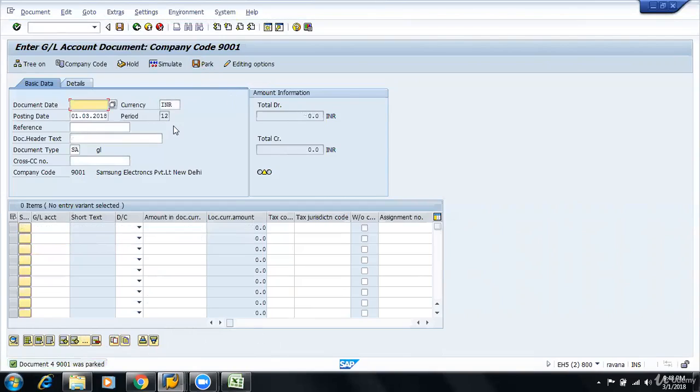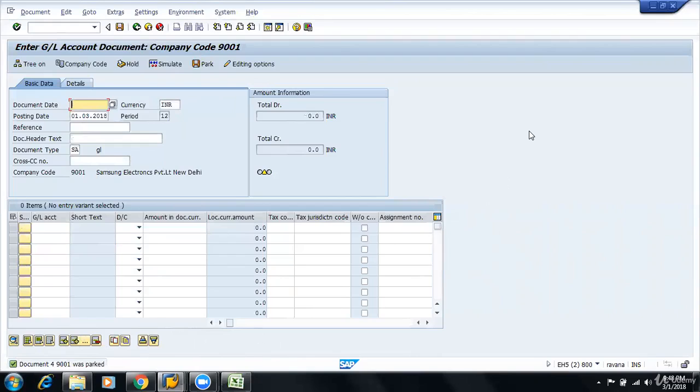What does the screen say at the bottom, the message? This is worth noting. Let me repeat, this is worth noting. What does the system say? Document 49001, where 4900 is your company code, was parked. So document 4 was parked.